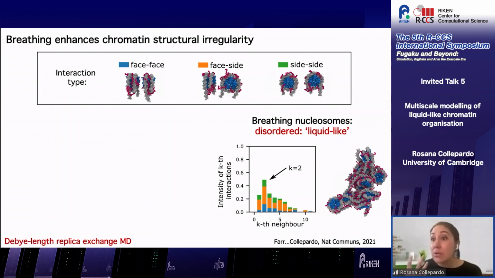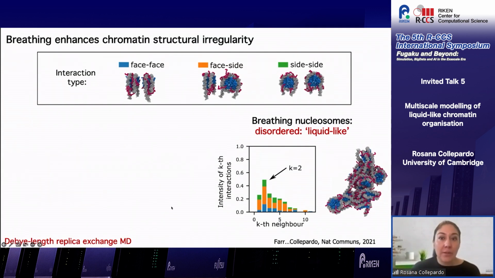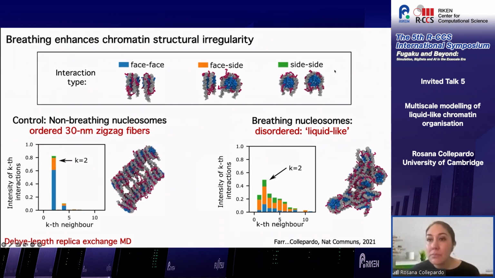Now, in contrast, as a control case, what we did is now glue the DNA to the histone core. So now we are not allowing these breathing motions. When we do that, what we see is exactly the same system, but now the DNA has no breathing motions. We now see that the chromatin formed is very well ordered, 30 nanometer fibers. All the nucleosomes are mostly engaged in interactions with their second nearest neighbors, as you can see in this image as well. This is nucleosome 1, 2, 3, so 1 and 3 are always interacting.